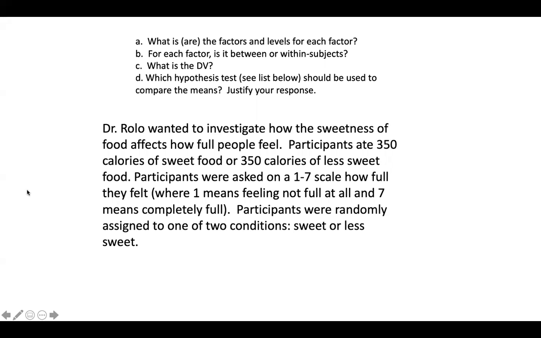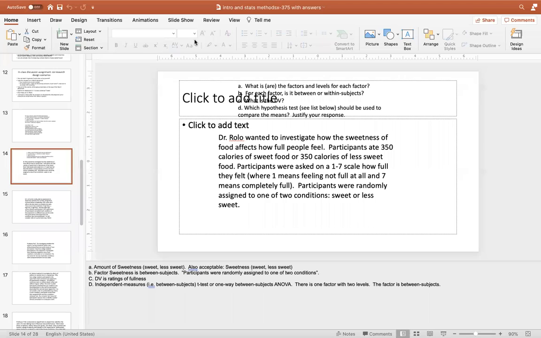So here's the first scenario problem. And I have the answers, by the way, in the notes portion down here. You can see just in this video. There's only one factor in this problem, and it's the amount of sweetness. The 2 levels are sweet and less sweet. There's flexibility with what you can call the factor. You can call it amount of sweetness, or you can call it sweetness. But the 2 levels are sweet and less sweet.